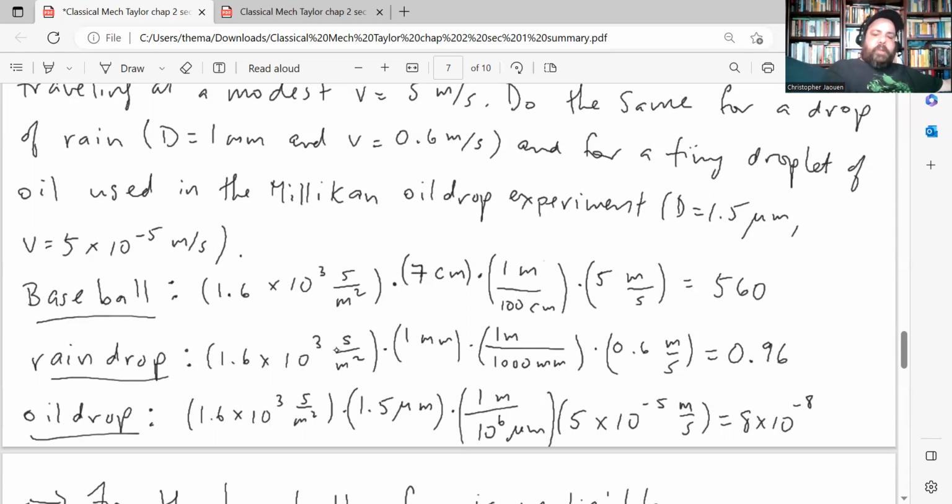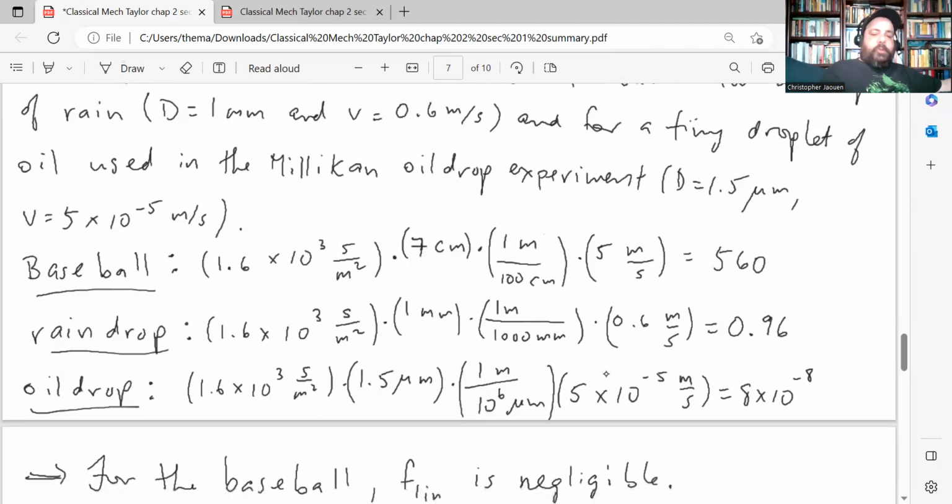For the raindrop, again, just plugging everything in and making sure all your units match, you get 0.96. So it's very close to 1. So for this example, you probably can't ignore either of the drags. The linear drag is just as important as the quadratic drag. So that's a much more complicated situation. You can't ignore either one.